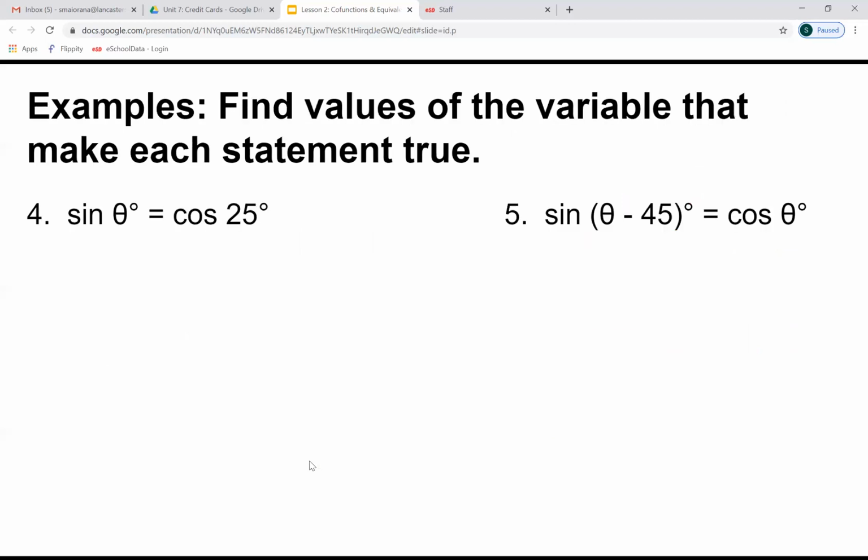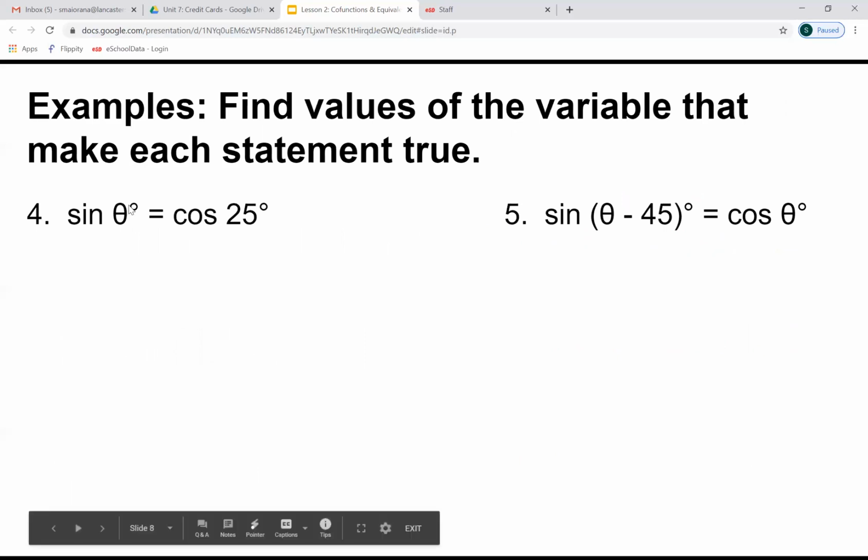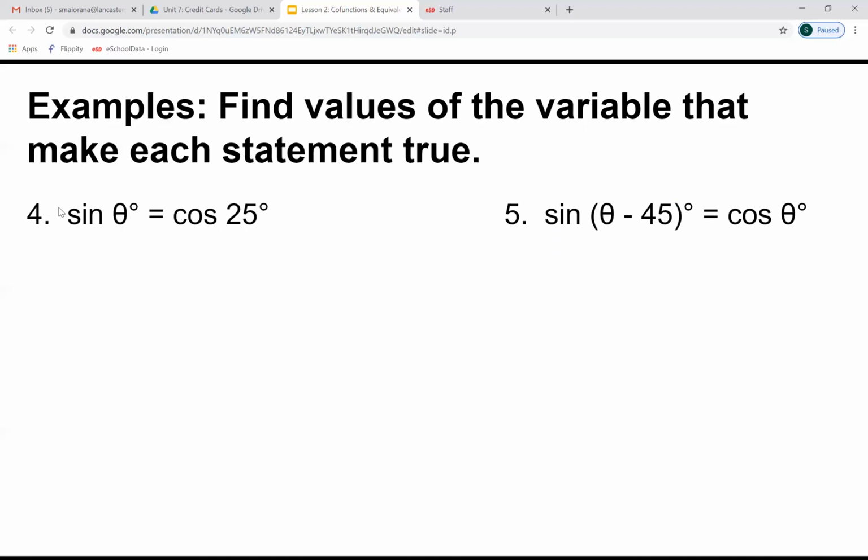Okay, goal number 2 for today was to figure out a missing variable that's going to make each statement true. So in other words, we're trying to solve for x or theta. So in example 4, I have sine of theta equals cosine of 25. I have a sine and a cosine ratio saying that they're equal. In order for that to happen, I need my two angles, in this case theta and 25, to add up to 90. So all of these types of questions are going to come back to a part plus part equals 90 situation. So theta plus 25 equals 90. Okay, so that's what gives me theta equals 65.